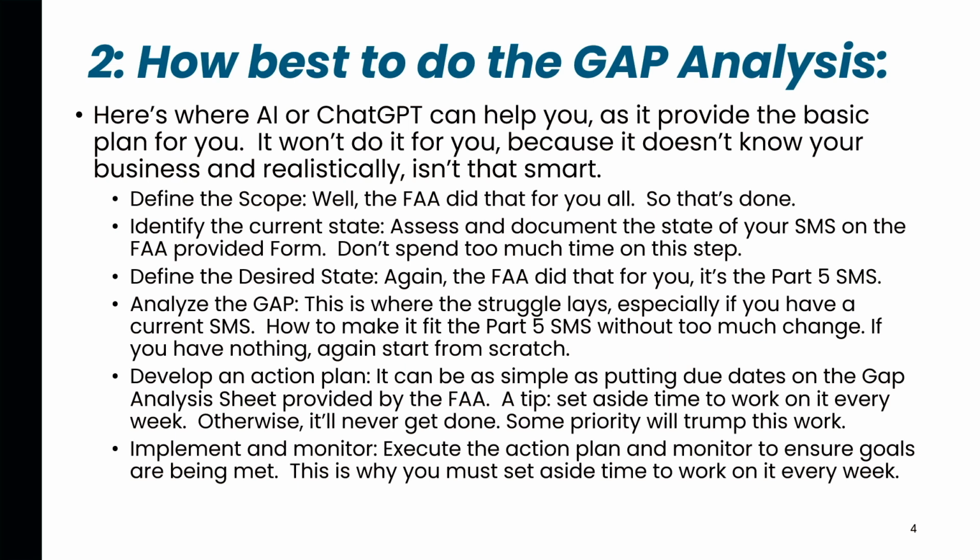Identify your current state, and that's what you use the form for. You go down and look at what you're doing as compared to what it says you're supposed to be doing on the form. And this is where you leverage, take credit for things you're already doing that align with the Part 5 standards. Again, don't reinvent the wheel. The hard part is analyzing the gap and not trying to do too much to make it fit, because that's where the struggle is. If you're already doing something but it doesn't align with Part 5, now you've got to figure out how to steer it to align with Part 5.